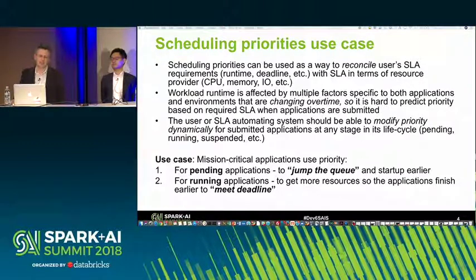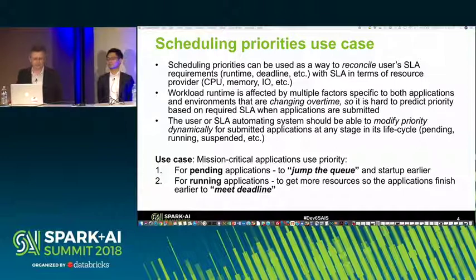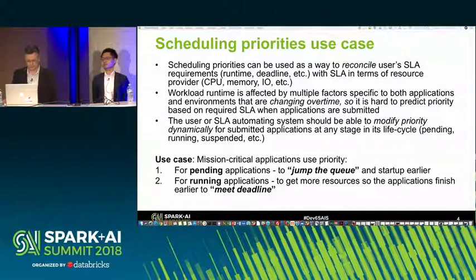And the mission-critical use case we're trying to solve with this priorities modification for service level agreement is, for a pending application, when it needs to jump the queue, so to start earlier. And for a running application, it needs to get more resources so it can finish earlier to meet some deadline.